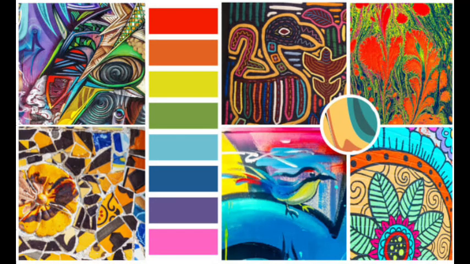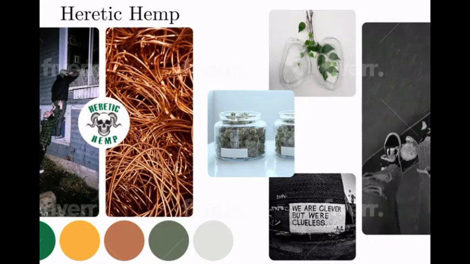4. Explore analogous colors. Analogous colors are adjacent to each other on the color wheel and create a harmonious and cohesive look. Using analogous colors can create a sense of unity and balance in your design.